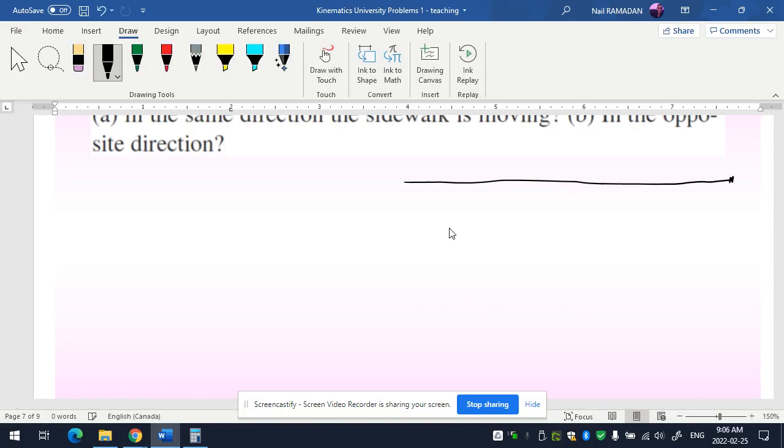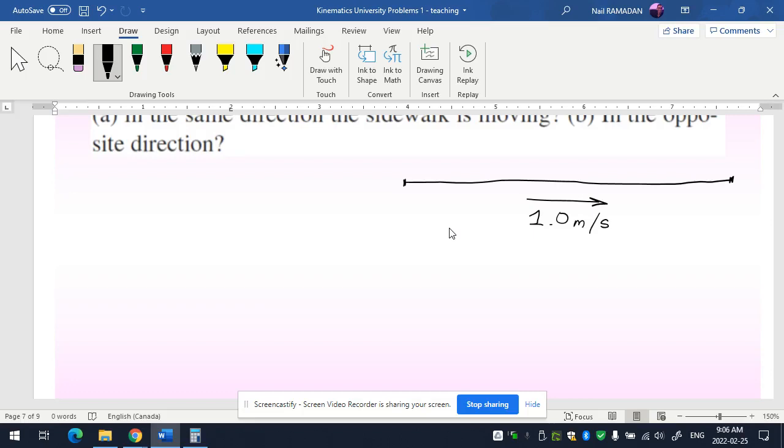So from here to here. Let's say it's moving to the right. So the sidewalk is moving at 1 meter per second this way. Okay. We have how many situations for the person on it? How many? Two. Either moving with it or against it. Either way at the same speed, which is 1.5.